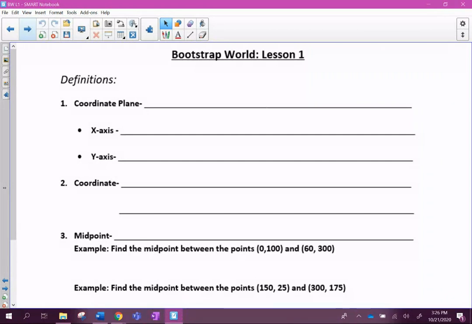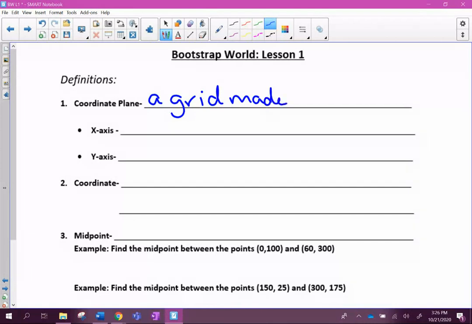And we have some definitions here. So our first definition is the coordinate plane, and that is a grid made up of the x-axis and y-axis. Okay, you guys should all be used to what the coordinate plane is. That's basically a sheet of graph paper that has an x-axis and a y-axis.